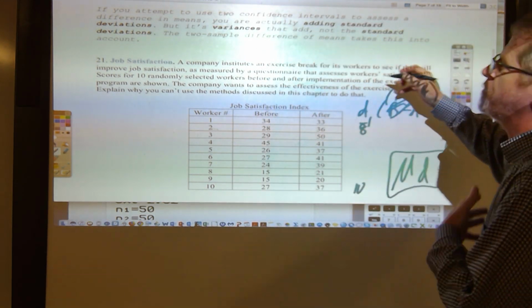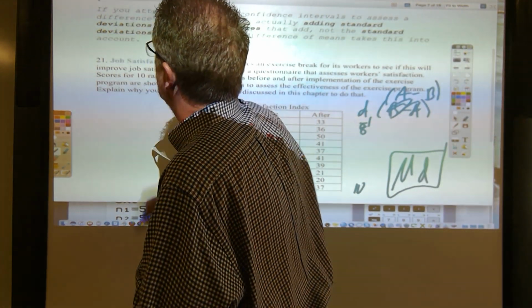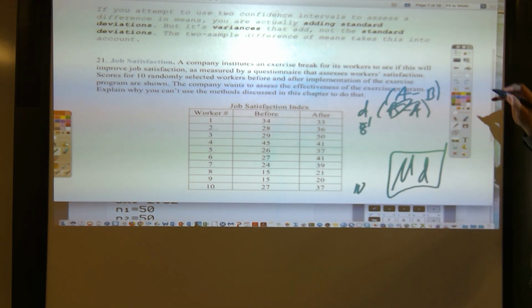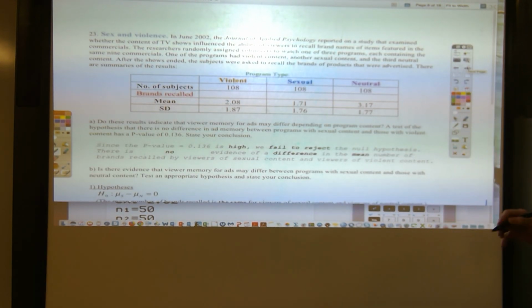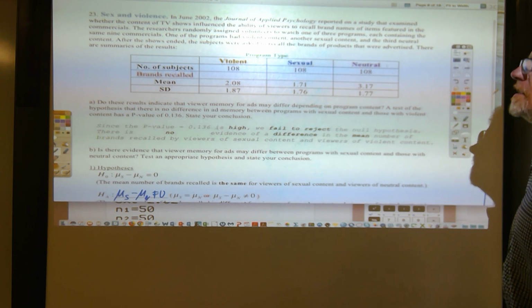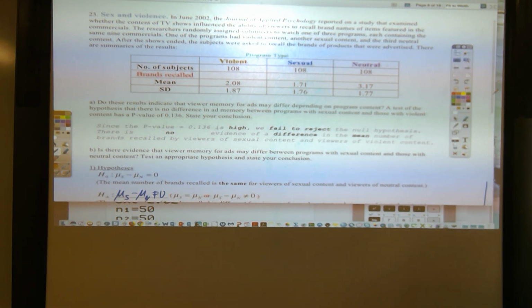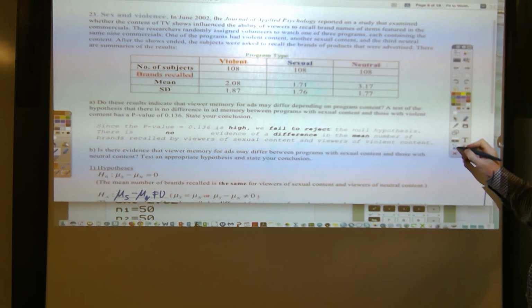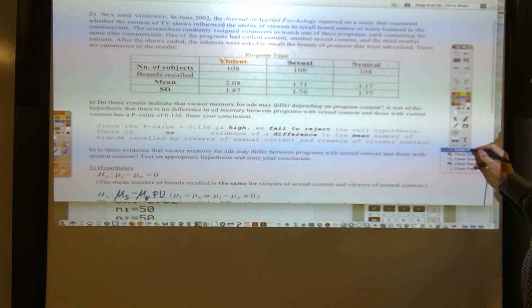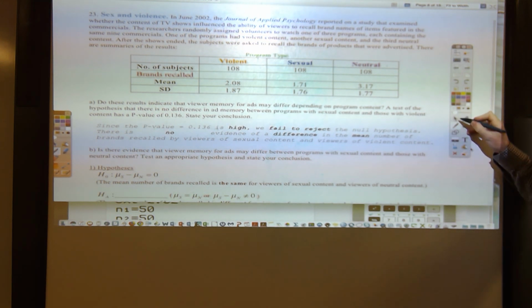Okay, so now let's go to the problem that you actually have on your paper. And I guess this is what it's come to. Sex and violence. In June 2002, the Journal of Applied Psychology reported on a study that examined whether or not content of TV shows is influenced by the ability of viewers to recall brand names.